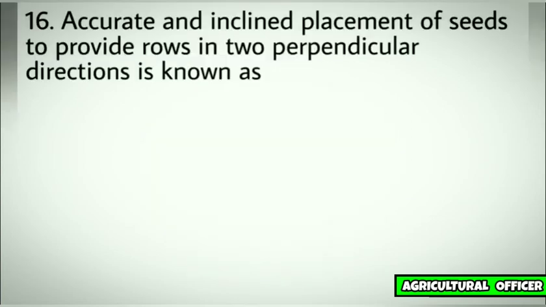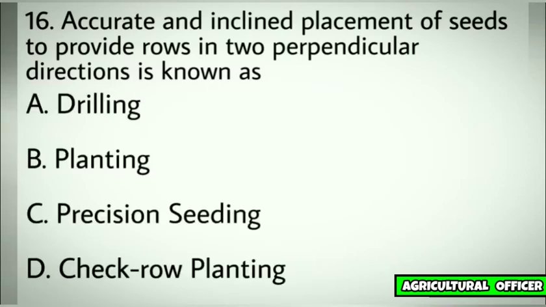Question number 16. Accurate and inclined placement of seeds to provide rows in two perpendicular directions is known as options: A. Drilling, B. Planting, C. Precision seeding, D. Check row planting.